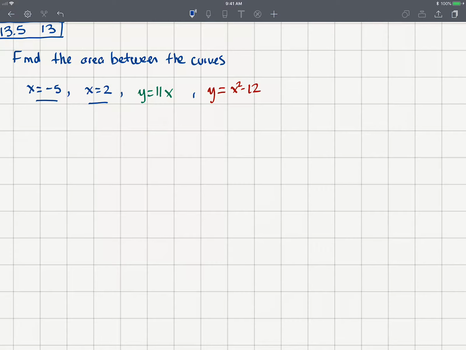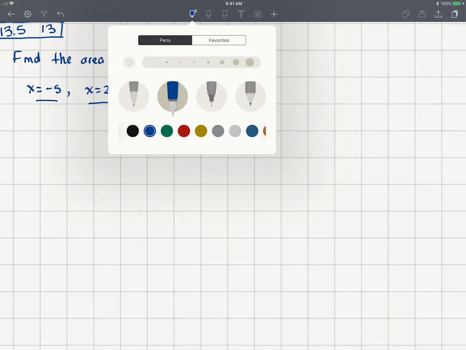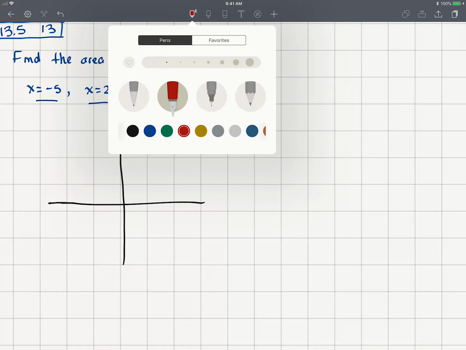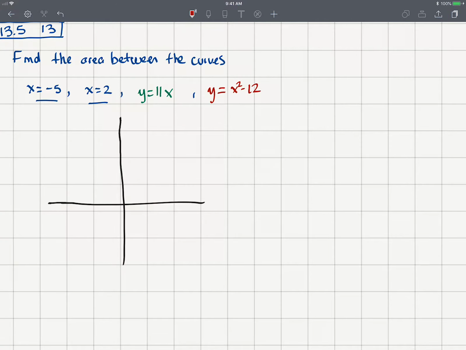You can't solve it if you don't have a clear idea what the situation looks like. So let's go ahead and sketch. It doesn't have to be a perfect graph, but let's have an idea of what is happening here. The parabola x squared minus 12 is an upward parabola, symmetric about the y-axis, with its vertex at -12, right? So it's down here. I'm going to try to draw something just like that. So this is the red parabola, and this is at -12.